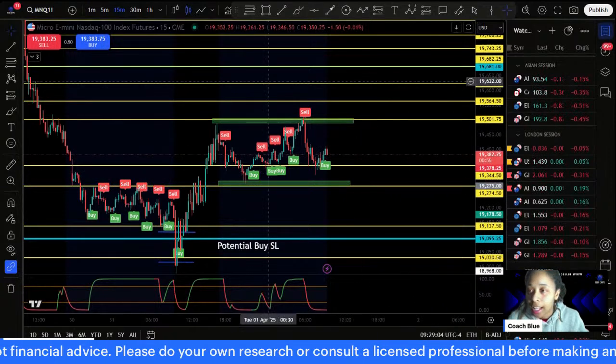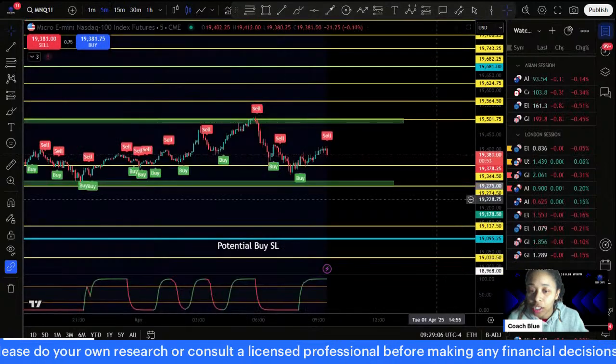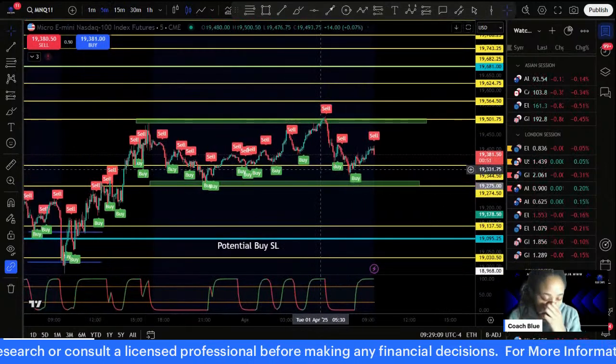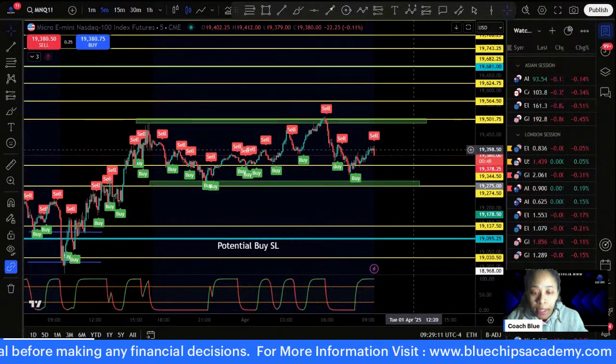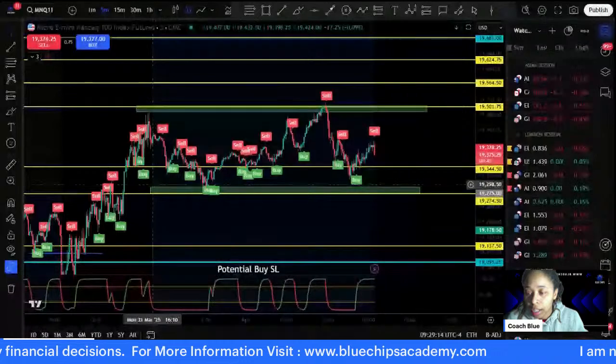All right, let me go to the 5 minute here. Also keep in mind when we're looking at the BPC at these key levels, we're looking at that off of the 1 minute because it helps give us a quicker entry. Okay, a quicker entry.